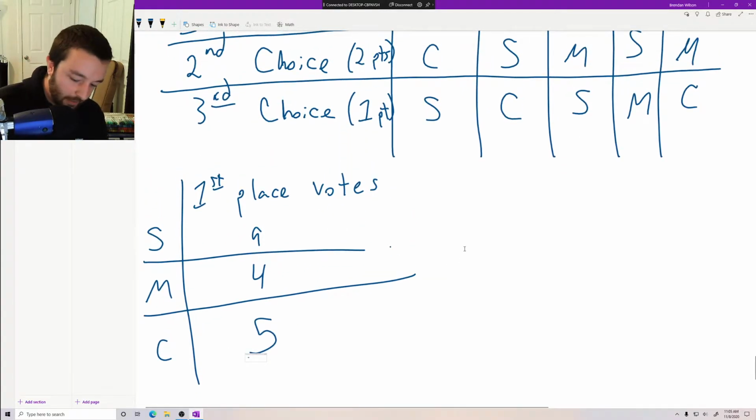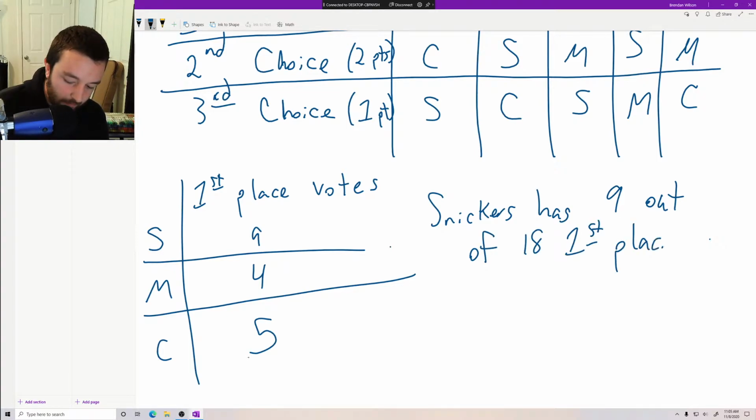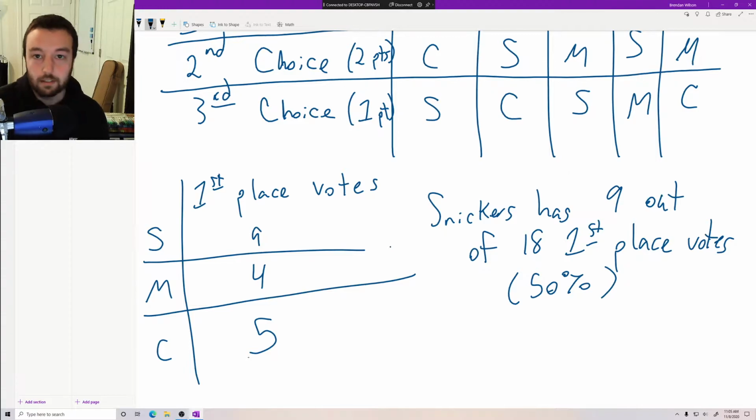So Snickers has 9 out of 18 first place votes, which is 50%. But a majority is defined as more than 50%. So this technically is not a majority of the votes. That's what we mean by majority, that they have more than 50%.